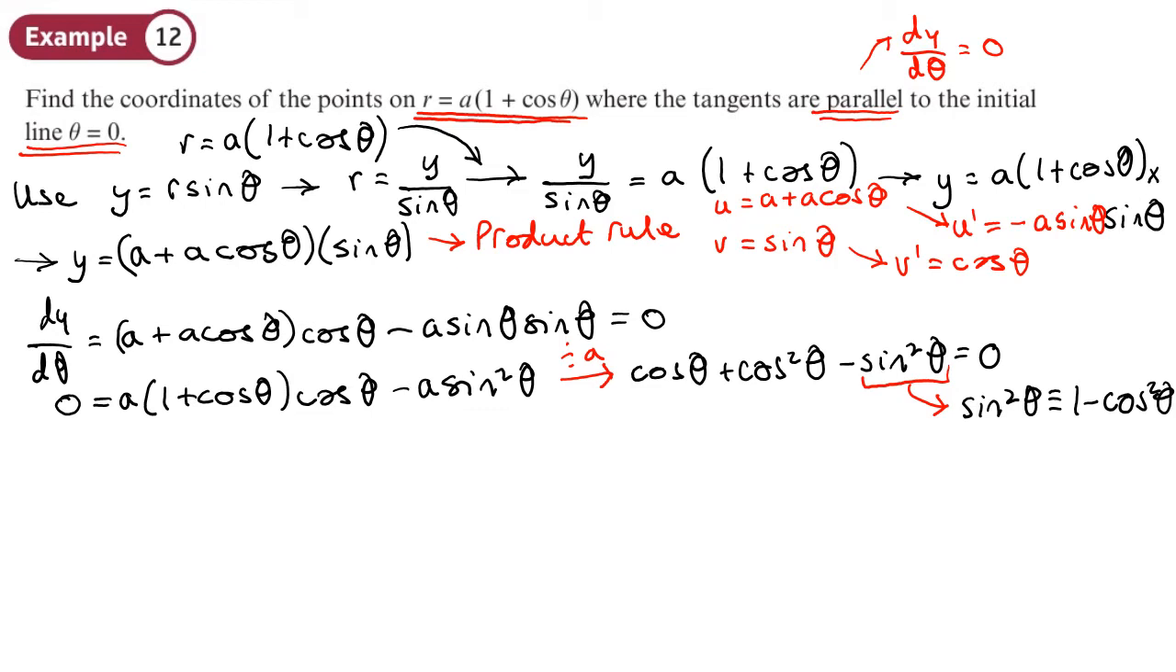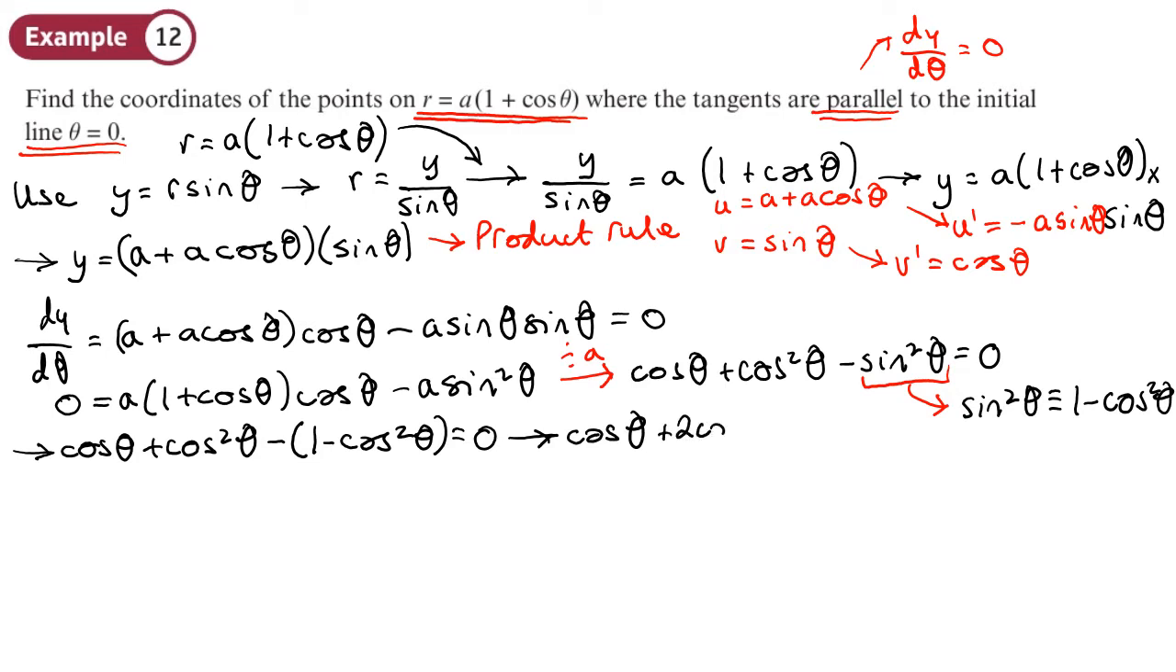So what we now have is cos theta times cos squared theta plus cos squared theta, and then minus 1 minus cos squared theta. That's got to equal 0. So from there we will have cos theta. Now if I expand the brackets, I'm going to have a cos squared theta plus another cos squared theta, so plus 2 cos squared theta, and then minus 1.